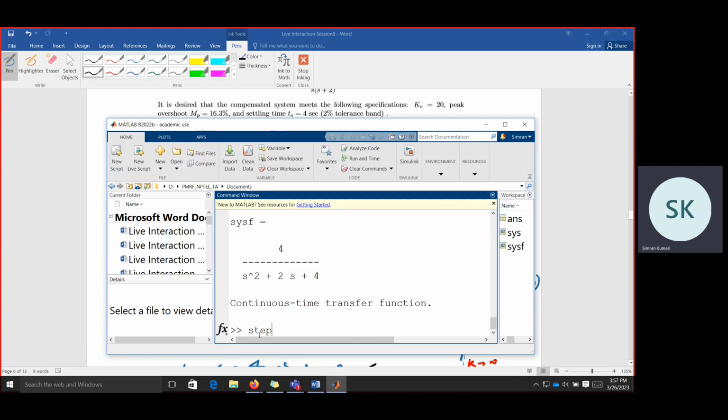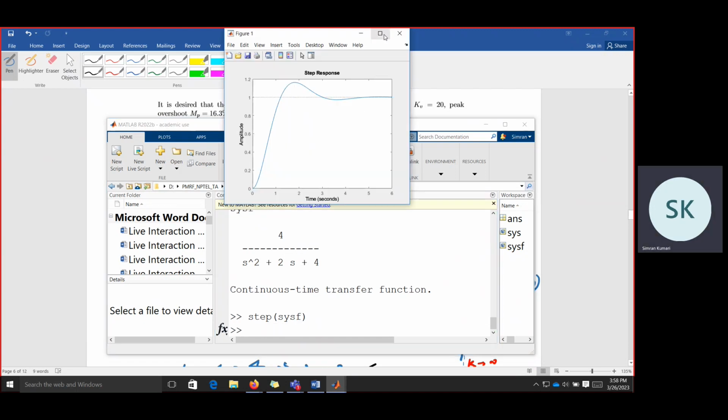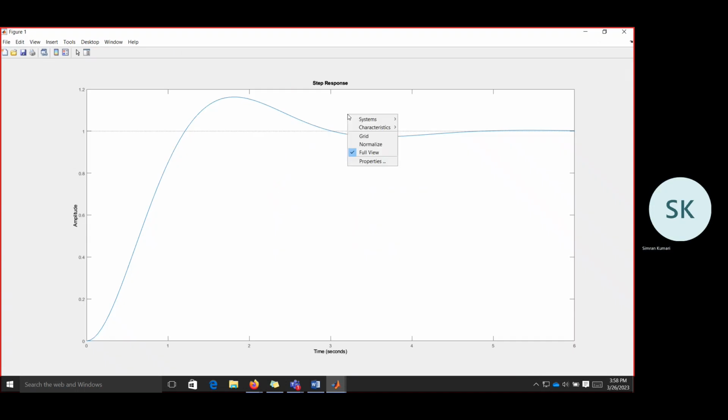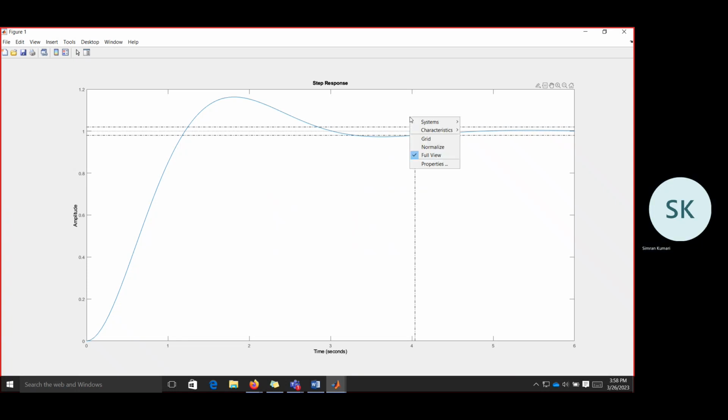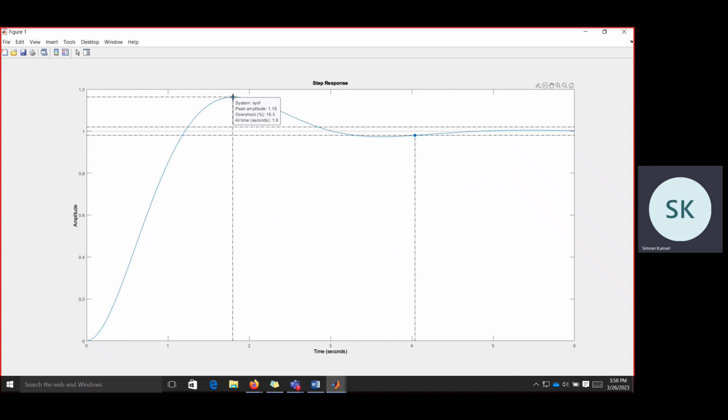Now we'll apply the step input to this. We'll just write this command step, this f. We'll see the step response. So let us see the characteristics. We'll see the settling time, and we have to see the peak response. So it's approximately 1.16, you can see. Overshoot 16.3%. And the settling time is approximately 4.04 seconds. So approximately equal.